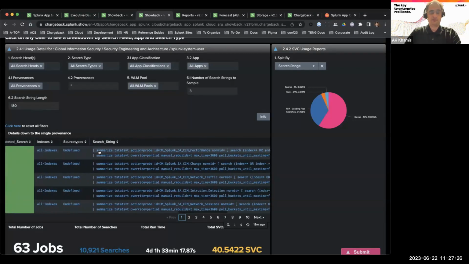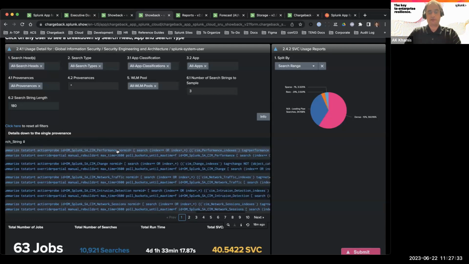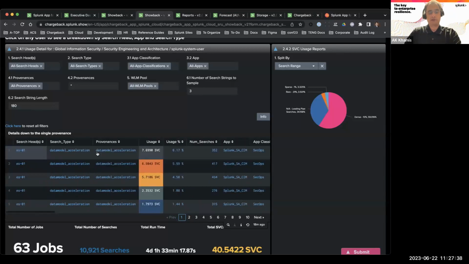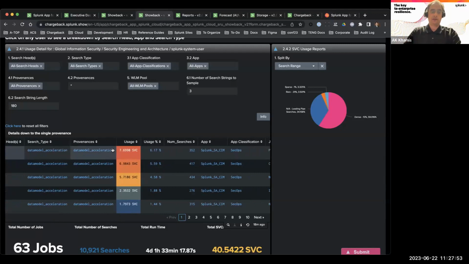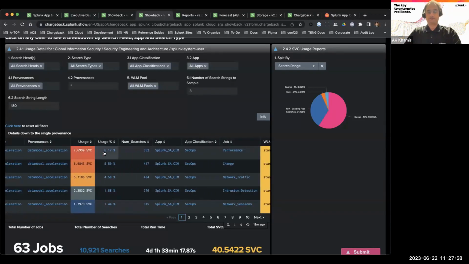Even a sample of the search strings that these executed together. So each line item here represents all of the executions for this search hit, for this type of search, for this provenance. It could be a dashboard, a scheduled job, data model acceleration, or report acceleration, and obviously by user, the user that actually initiated these searches.